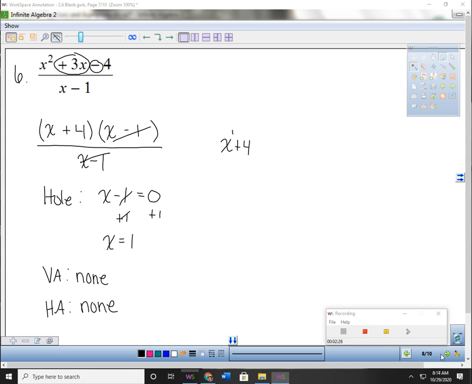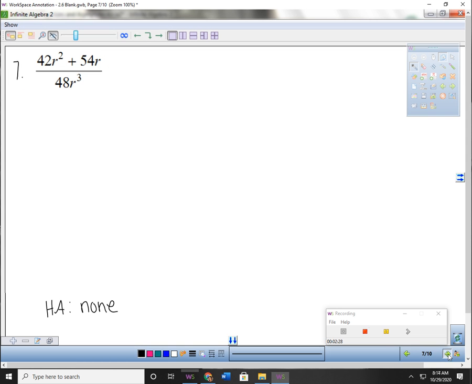Okay, so on to number 7. If you look on top, you have a binomial, but you do have common factors, so we will take out a common factor. So I have 42 and I have 54. So the greatest common factor of 42 and 54 would be 2.